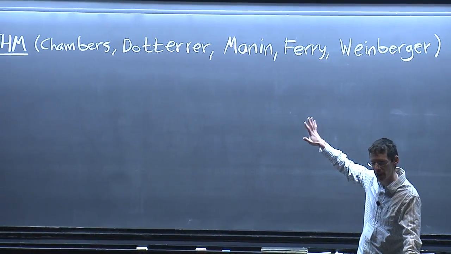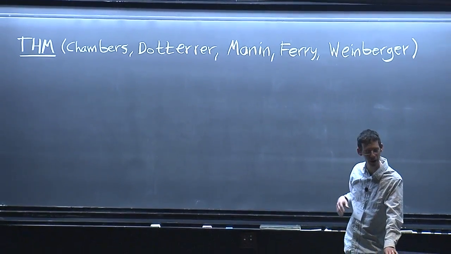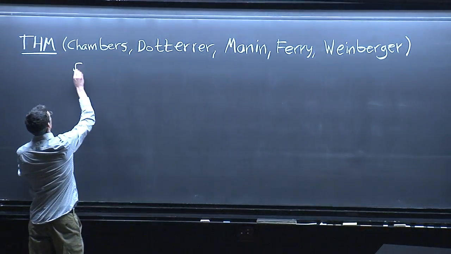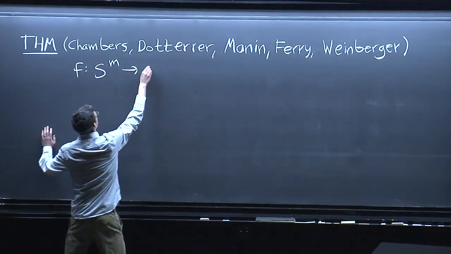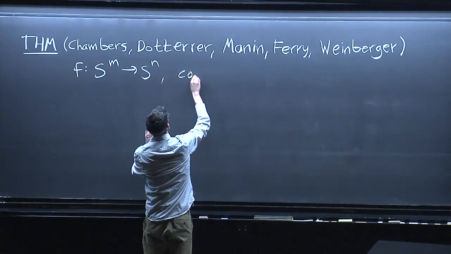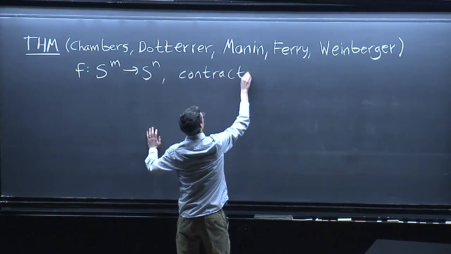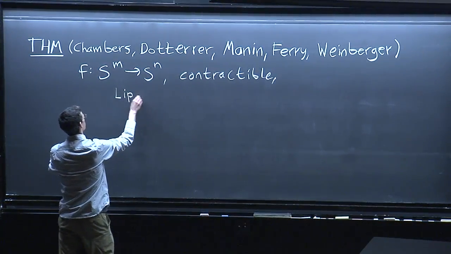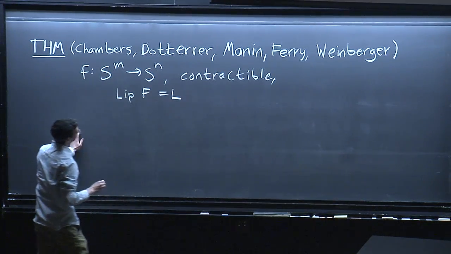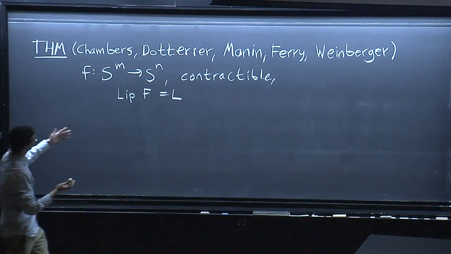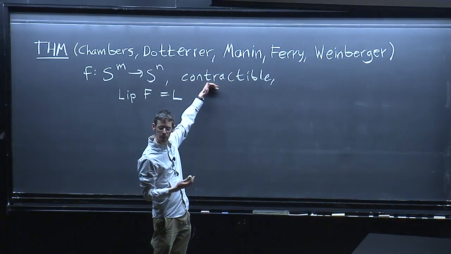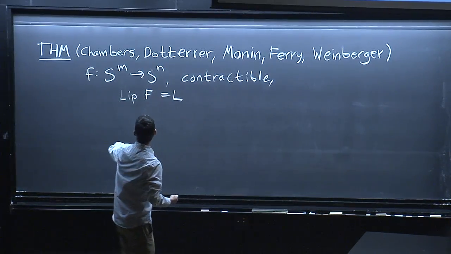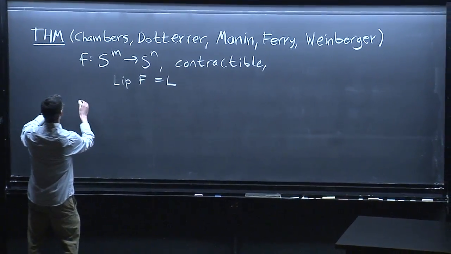And maybe I'll start by stating the theorem and then give a little bit of background and history. So here's the setup. Suppose we have a map from the m-sphere to the n-sphere, and it's a contractible map. And it's not too geometrically complicated. The way we'll measure that is that the Lipschitz constant of the map is some number L. It's contractible, so there's a null homotopy of this map. But the problem is to understand how geometrically complicated the null homotopy has to be, in terms of its Lipschitz constant. So here's the theorem.